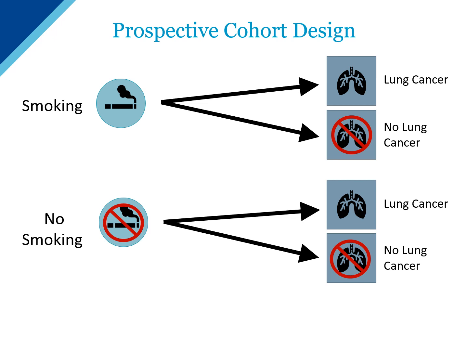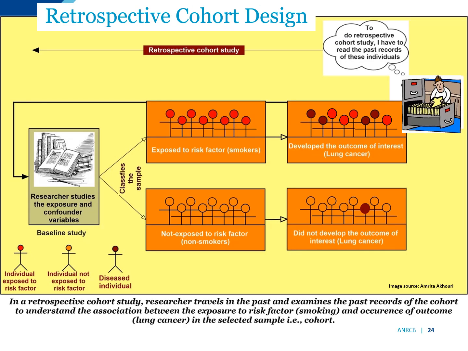In a prospective cohort design, we begin with the disease-free population, in this example, people without lung cancer, divide our cohort into exposed and unexposed, smokers and non-smokers, and then follow the groups over time and count the cases of lung cancer in both the unexposed and exposed groups, or smokers and non-smokers.